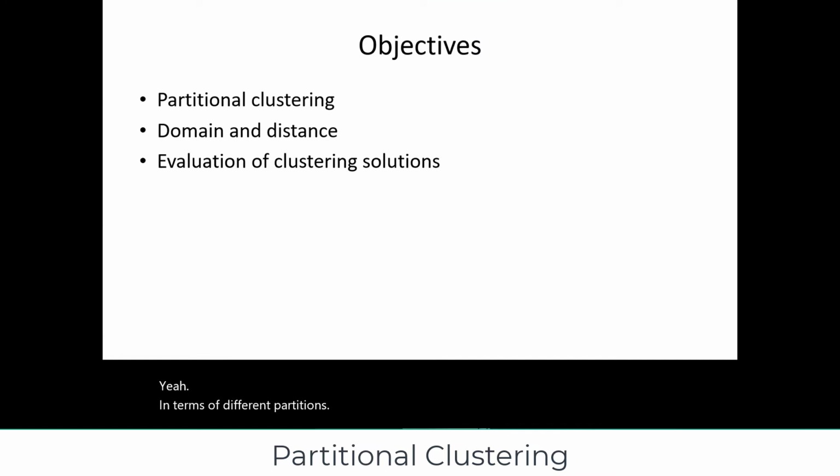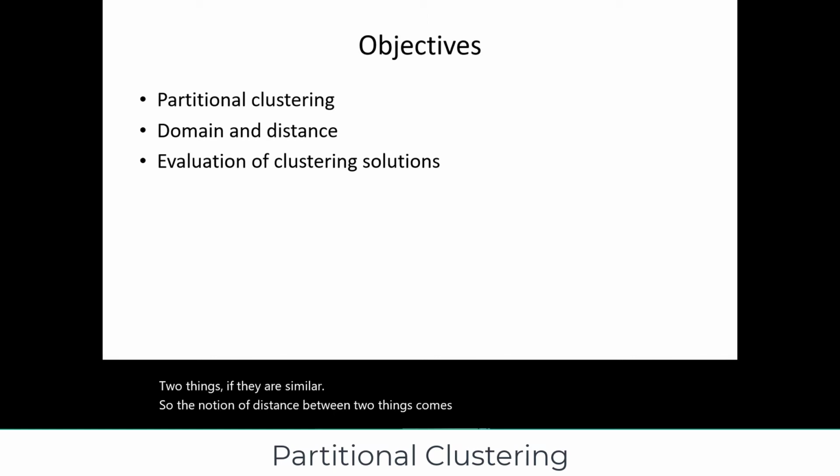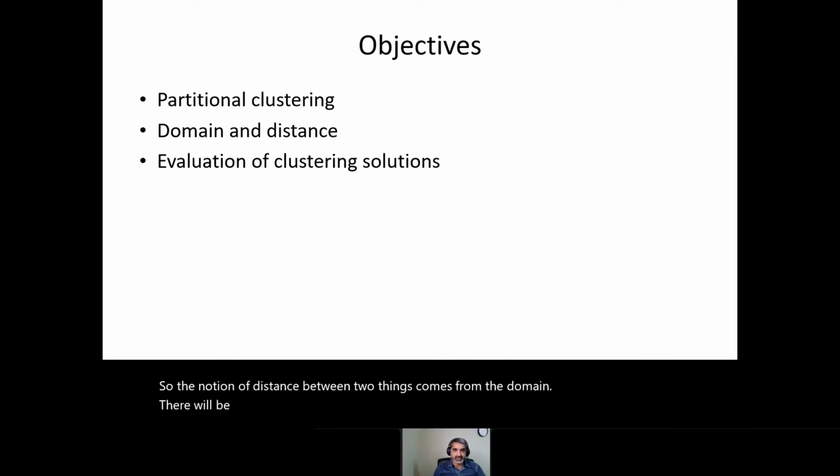The basic idea there is that every data is coming from a domain, and the knowledge of that domain helps us identify if two things are similar. So the notion of distance between two things comes from the domain. There will be many distance metrics, and each is not suitable for all. We have to decide. The first key thing in clustering is to find out the appropriate distance metric.